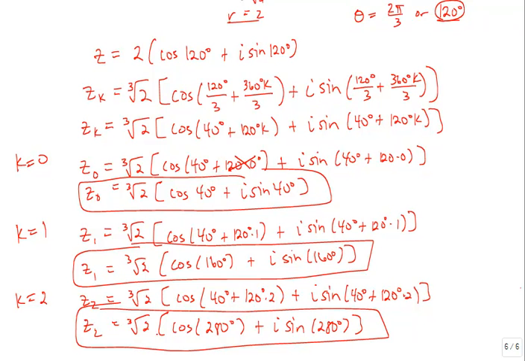And this is where I would stop, and the reason why is because, again, if I let k be 3 right here, we'd get 120 times 3, which is 360, and 360 degrees plus 40 degrees is equivalent to just 40 degrees. So it's going to give you the same solution as this z sub 0. So if we were to keep going, we would keep recycling through these 3 possible answers.